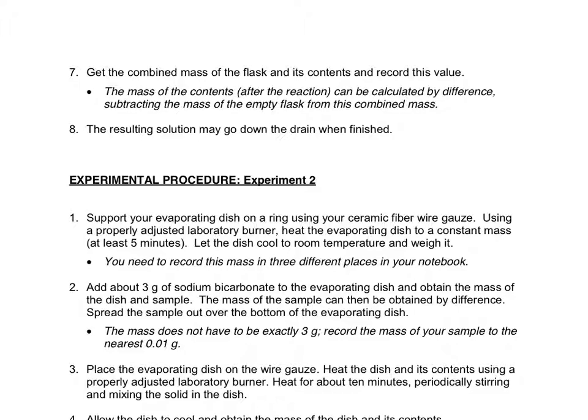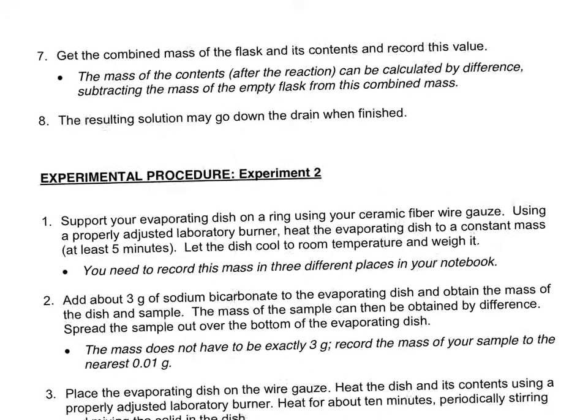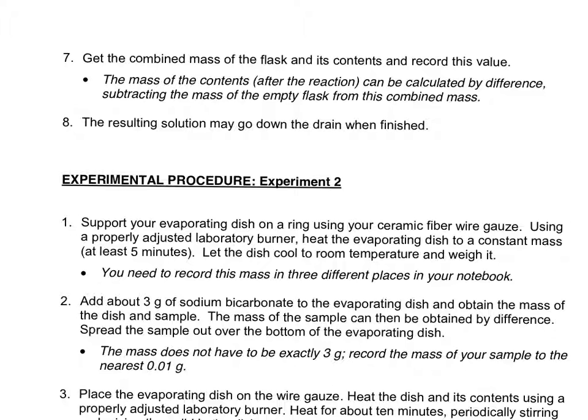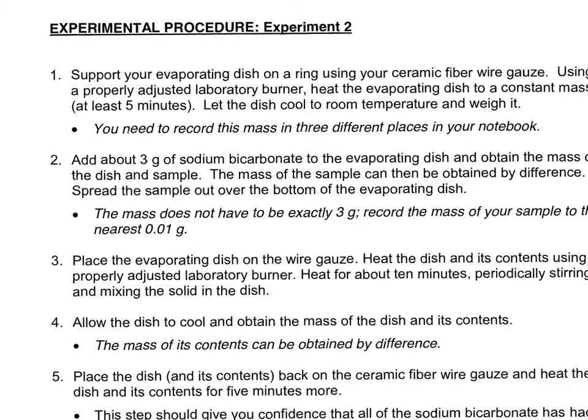One more thing. Important. Number 7. What's number 7 say? After you've swirled it to get off all your CO2, don't dump it. Get one more mass on it. You're going to record that, and now you've got all of the masses you need to get what CO2 is driven off. So do not dump that thing. Okay, check yourselves.